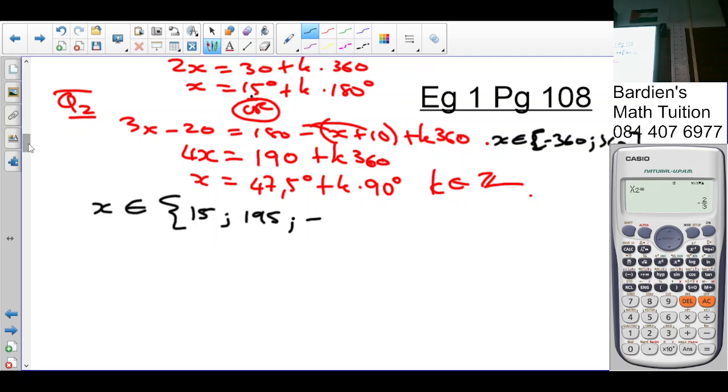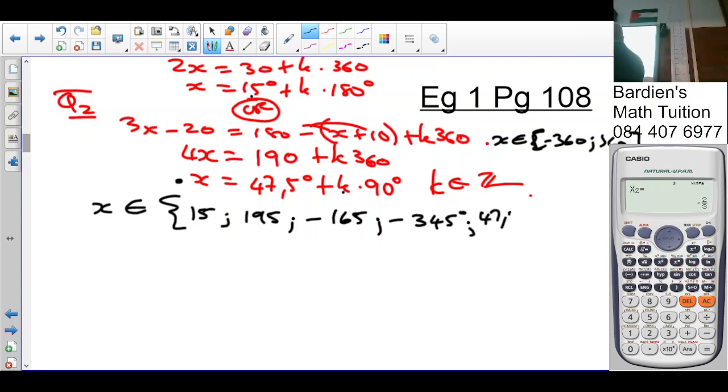I put minus 1 in, I get negative 165. Put minus 2 in. Negative 345. Is that correct? Right. We're going to put minus 3 in. Definitely outside. Right. Put 0 in here. Okay, I'm going to get 47.5 degrees. Not so?